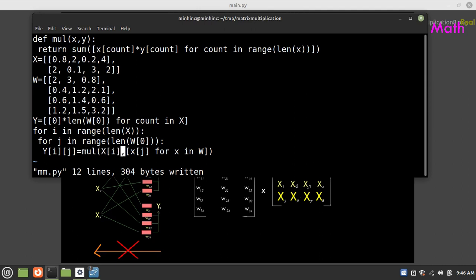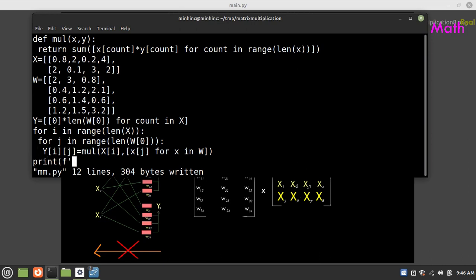So this is the first row. If i is 0, this is the first row, and in w we iterate all the rows, and for every row we take the jth column. So first it is the 0th column, that is first column, second column, third column, and then we multiply by the row, and then we come to y i j. So we can print the y at the end.